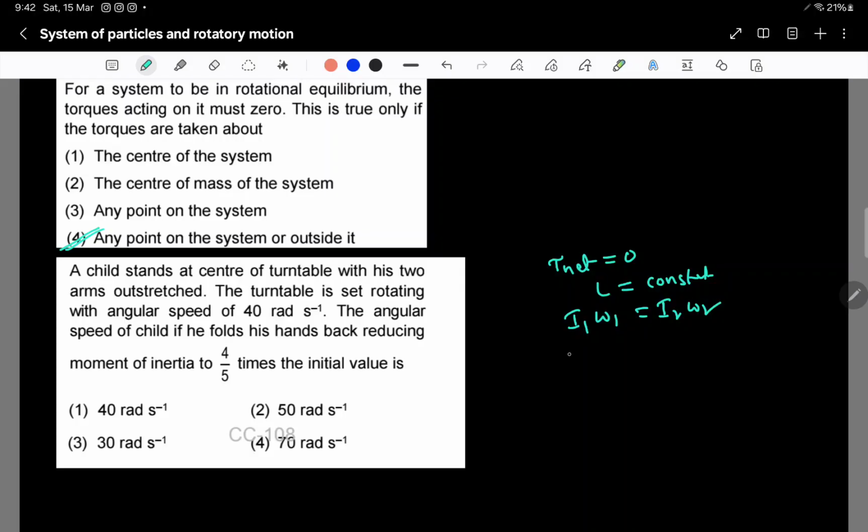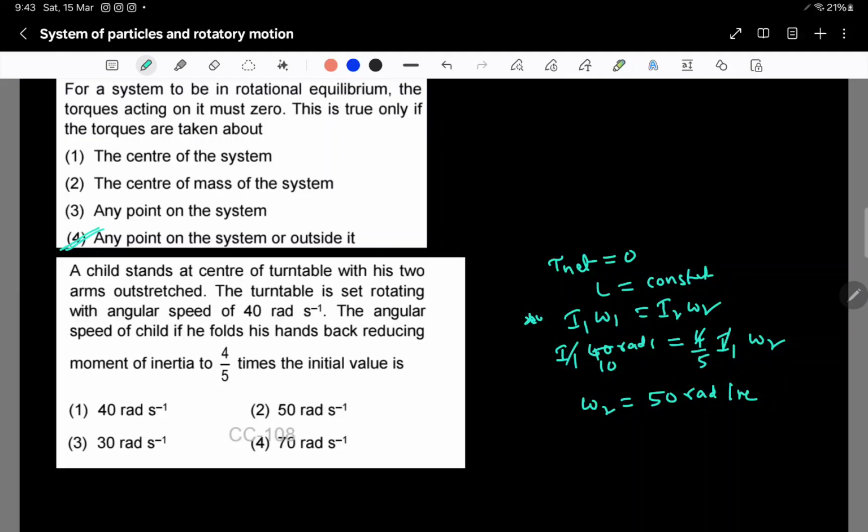Now here I1, okay. Omega 1 first is given as 40 radians per second, with arms stretched outside, the angular speed of the child. He folds his hands, reducing the moment of inertia to 4 by 5 times. So I2 equal to 4 by 5 times I1. Omega 2 is asked. Easy only, students. Now this I1 is cancelled. 5 into, now here 4, 10. 5 into 10 is nothing but omega 2 equal to 50 radians per second.